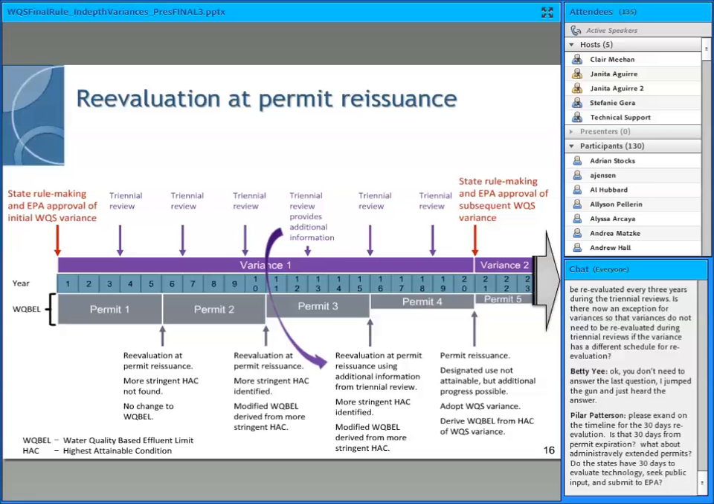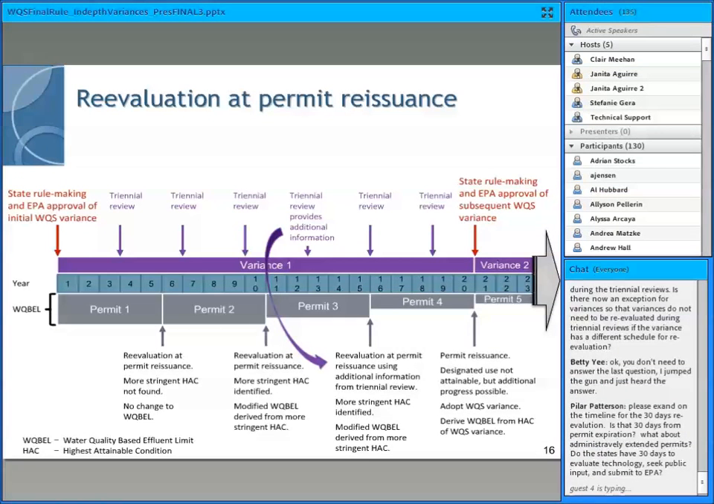In years 6 through 9, during the second permit cycle, labeled Permit 2, the state or tribe conducts 2 triennial reviews and again does not find any new data or information related to the highest attainable conditions specified in the variance. At year 10, the permit will expire and the discharger begins working on renewing the permit. Again, the state or tribe reevaluates the variance consistent with its 5-year evaluation schedule, but this time determines that greater pollution reduction is feasible by the permittee than initially thought when the variance was adopted.